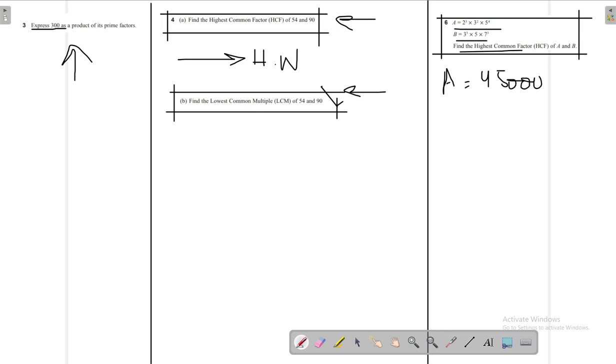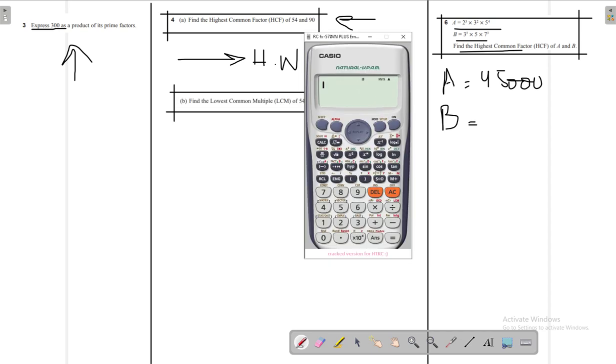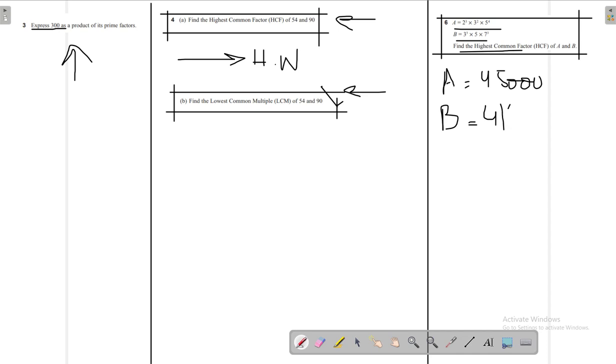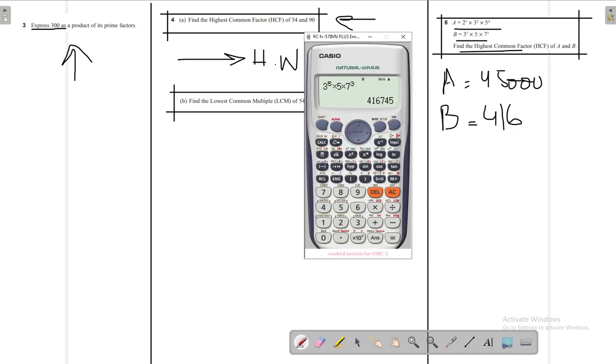Alright, so this one is actually a bigger number than you might have expected. It's going to be 3 to the power 5 into 5 again, and 7 to the power 3, and this is going to be 416745.